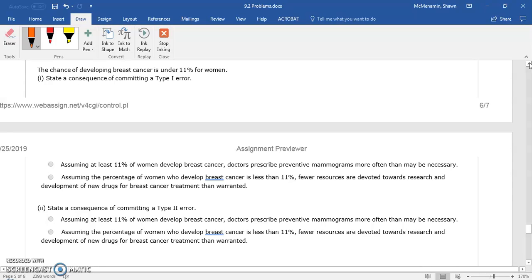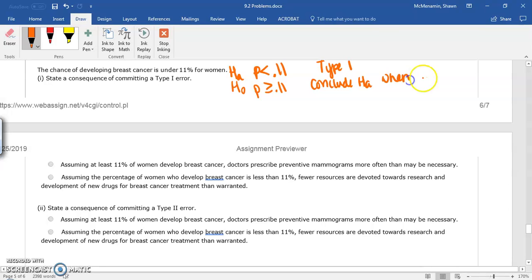Okay, so the chance of developing breast cancer is under 11%. So P is less than 0.11. That's your HA. So your null is actually going to be P is greater than or equal to 0.11. A type 1 error would be to conclude HA when H naught is true. And the more correct language, instead of concluding HA, is rejecting the null when the null is true. If you reject the null, then there's sufficient evidence to support the alternative.